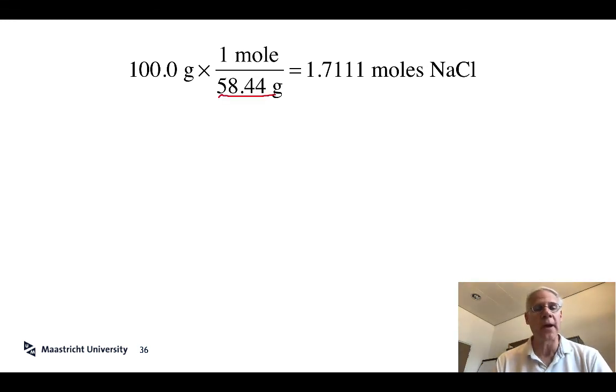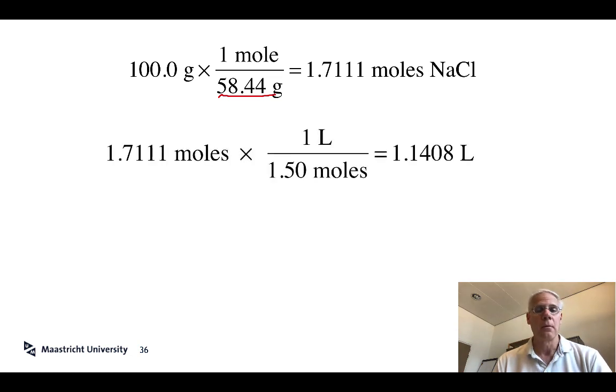That's just the molar mass of sodium chloride. I get that by adding sodium and chlorine together on the periodic table. So I have 1.7111 moles sodium chloride. I want to turn that into a volume.